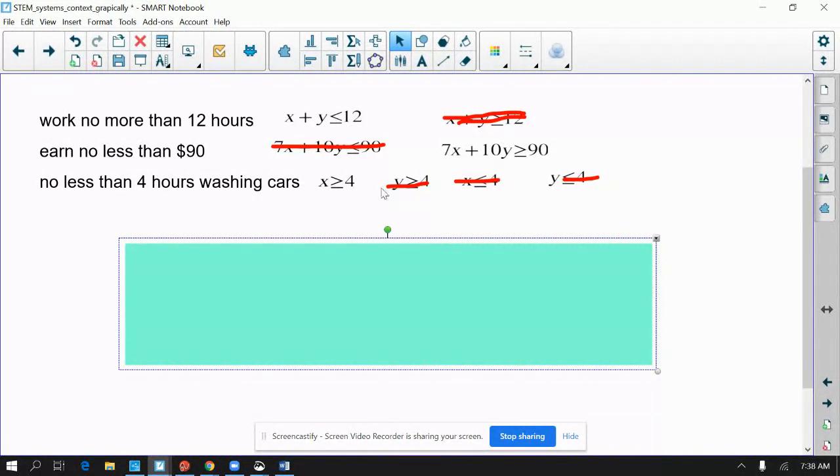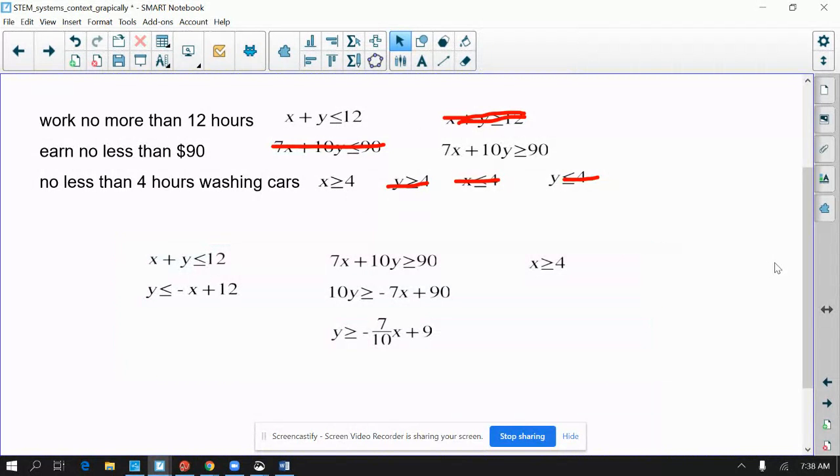So here are your 3 constraints, and you're going to graph all of them. To graph them, you put them into mx plus b form if possible. This one is not possible, so this is just a vertical line. But the other 2 are. So you would subtract x. The slope is -1, not -1x. The slope is just -1 with a y-intercept of 12. And here the slope is -7/10 with a y-intercept of 9. And now we graph.